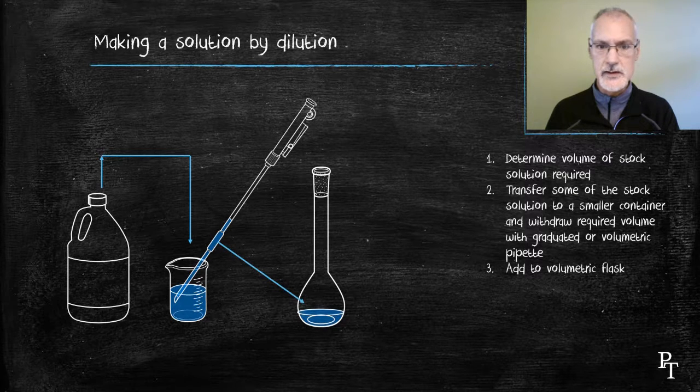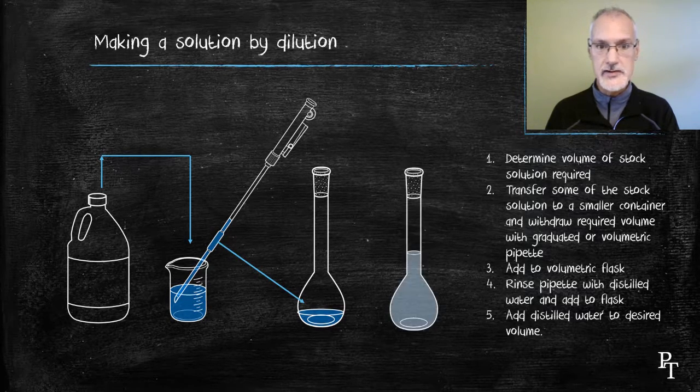That's then transferred to my volumetric flask. You might want to rinse out the pipette several times with distilled water just to ensure that you minimize transfer error. Then water is added to the mixture. Again, you might want to use a dropper to obtain the correct final volume. Stopper the mixture and invert several times.